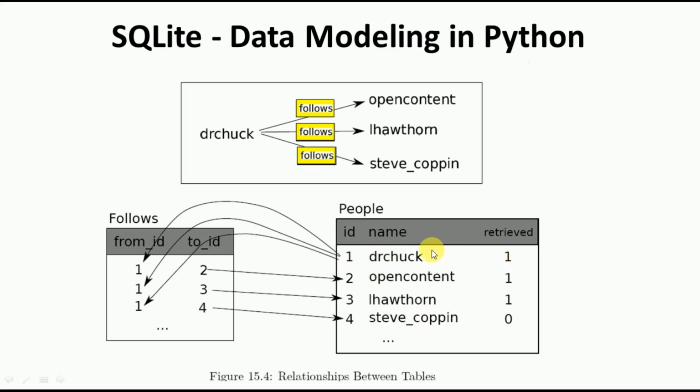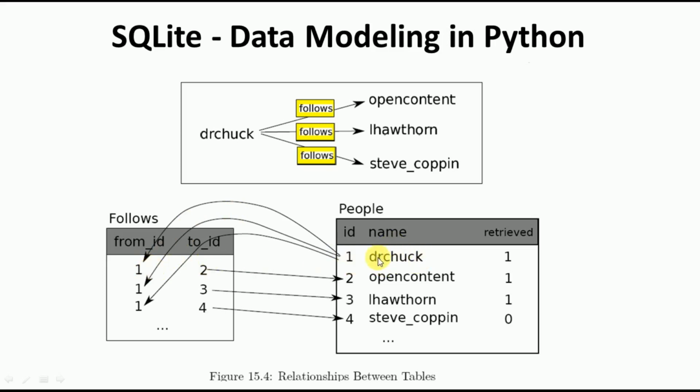And then using TWURL, we need to extract the friends of this Dr. Chuck. Once you extract the friends, we set retrieved equal to 1, and then his friends need to be inserted into this table. What is the first friend? Open Content. Once you insert this, retrieved will be set to 0 initially, and he will be given one ID. This is the ID of Dr. Chuck's friend. What is the ID of Dr. Chuck? 1. So 1 and 2 will be inserted into the follows table.